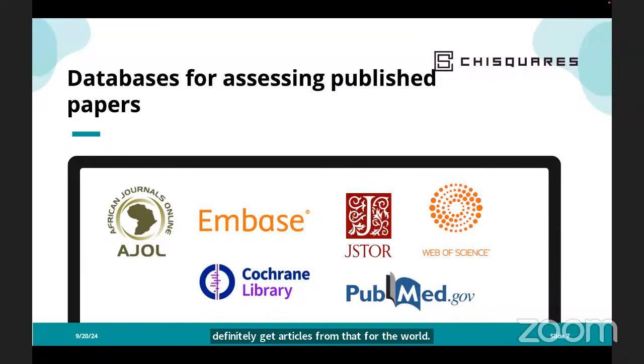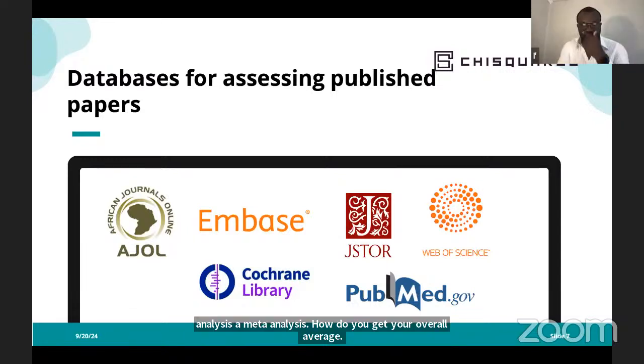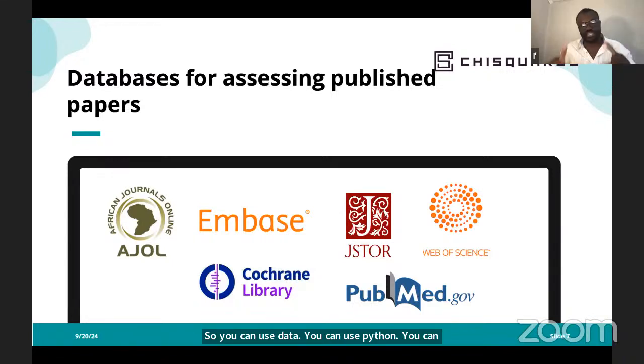Thank you. In case you want to make your systematic analysis a meta-analysis, how do you get your overall average? Oh, you have to analyze that, and there's specialized software that do that. So you can use Stata, you can use Python, you can use R, but there are specialized packages that do that. And so you have to actually analyze the data using those software.